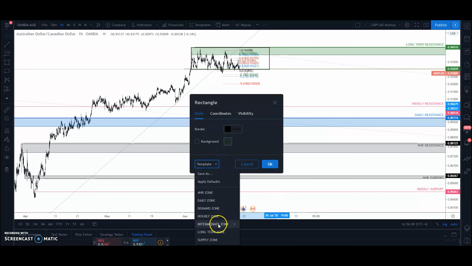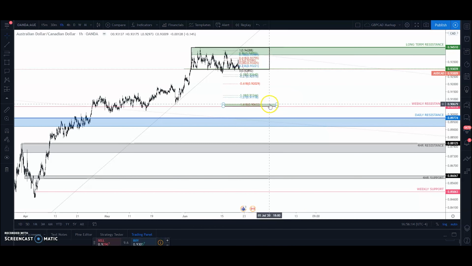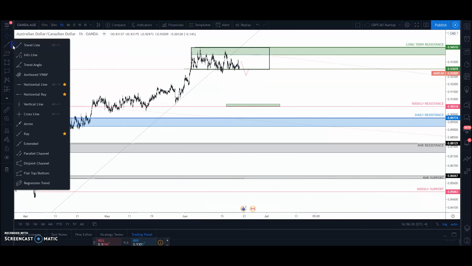And I got a template saved for that too. I'm telling you guys, templates are the best, the absolute best. All right, so that's going to be my first take profit. And I'm going to get rid of the fib, and I'm going to finish drawing out my projection.